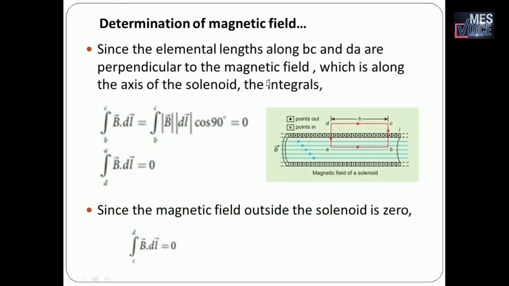Since the elemental lengths along BC and DA are perpendicular to the magnetic field, which is along the axis of the solenoid, the integral B to C B dot dl is equal to integral B to C B dl cos 90 degrees, which is equal to 0. Similarly, integral D to A B dot dl is also equal to 0. Since the magnetic field outside the solenoid is 0, we have integral C to D B dot dl also equal to 0.